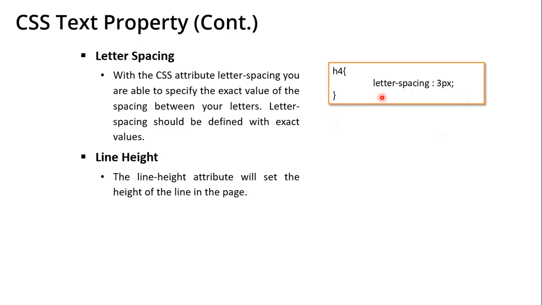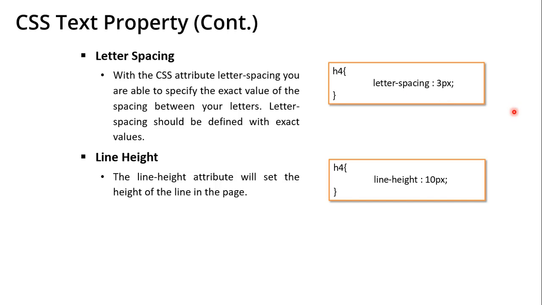Line height. The line height attribute will set the height of the line on the page. Suppose you have 5 lines on one page, and if you want some space between two lines, then you have to provide line spacing, say 10 pixels. According to that, it will display the lines.